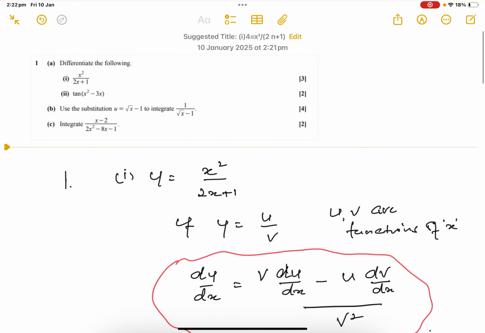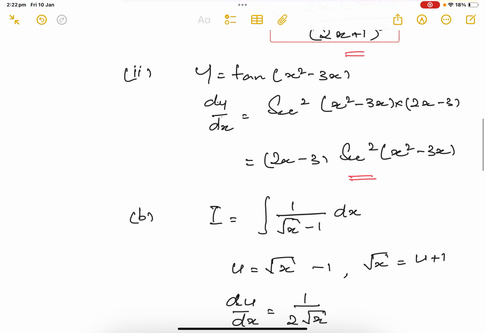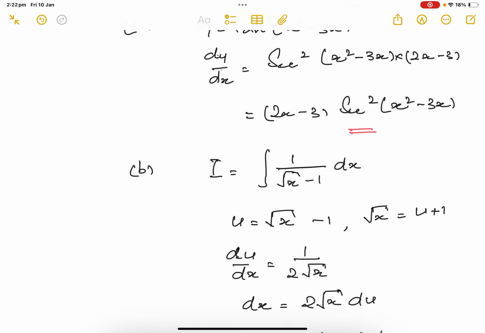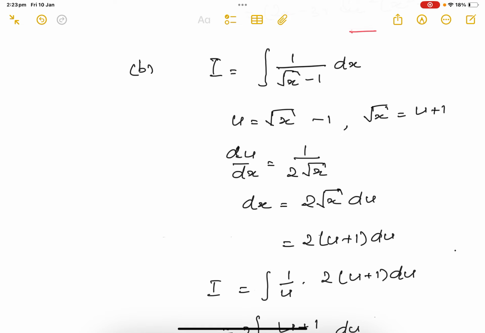B. Let's look at the question. Use the substitution u equals root x minus 1 to integrate 1 over root x minus 1. Right, let's write that first. I equals the integral of 1 over root x minus 1 dx. The substitution given is u equals root x minus 1. If so, root x equals u plus 1. We need to use it later.